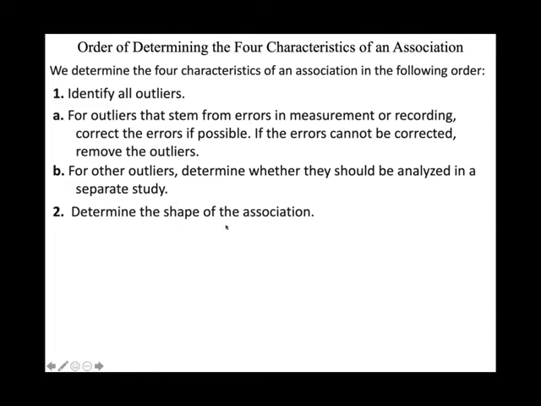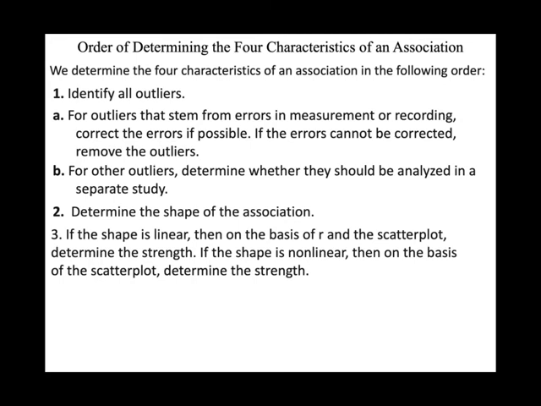Number 2, determine the shape of the association. So you may want to see if there's a linear correlation or other kinds of correlation. Number 3, if the shape is linear, then on the basis of R and the scatterplot, determine the strength. If you believe there's a linear correlation, you want to find out R and look at the scatterplot. Make sure whether it is a strong or weak or perfect linear correlation. And if the shape is non-linear, then on the basis of the scatterplot, determine the strength.